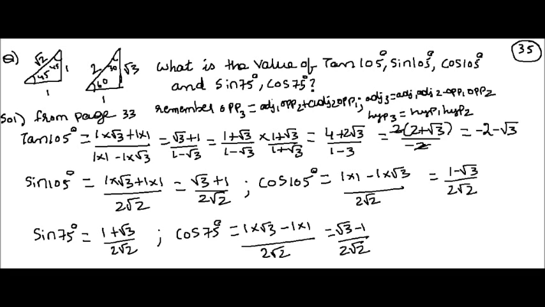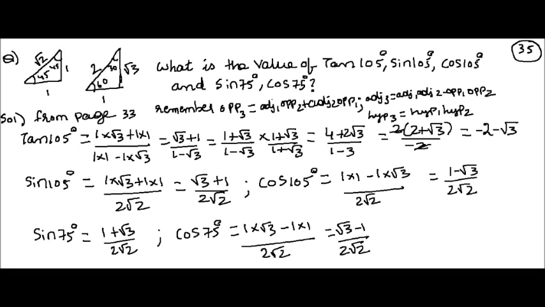Similarly sin 105, again the opposite side of the new triangle is what we have. So using 1 into root 3 plus 1 into 1, divided by the product of the two hypotenuses, 2 root 2. So it is root 3 plus 1 by 2 root 2.